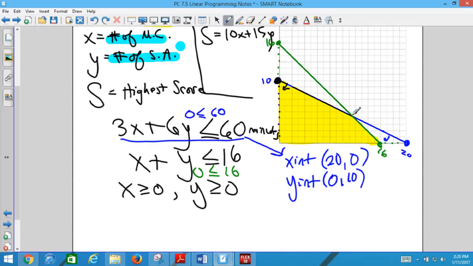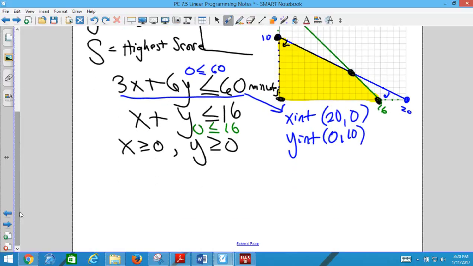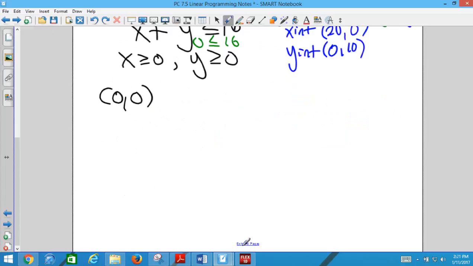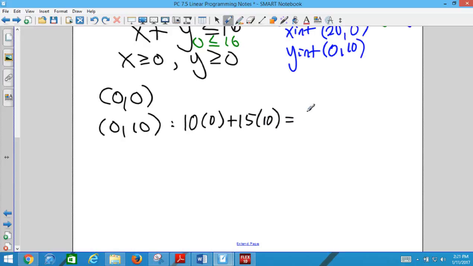Then we're going to figure out our vertices, and one of those vertices is the answer. So the first one, 0, 0. Is that one going to give you the highest score if you answer nothing? Okay, so I don't even need to plug that one in. It's not going to happen. Second one, what do we got? 0, 10. So I'll use my score equation, and that would be 10 times 0 plus 15 times 10. Gives me a score of 150.